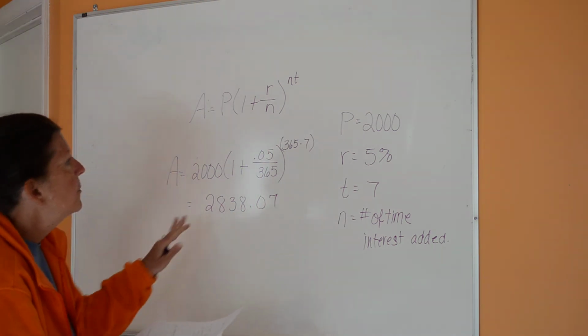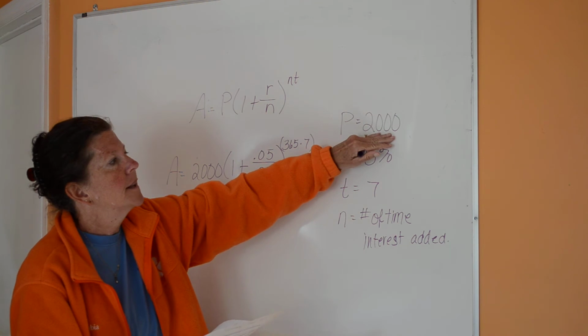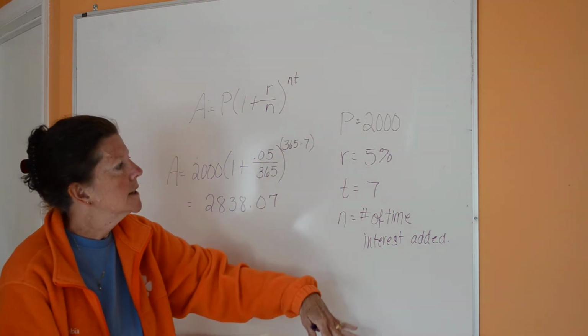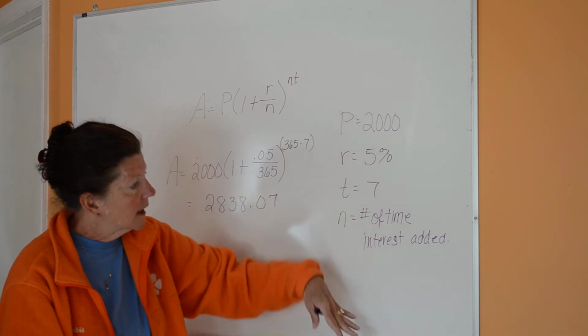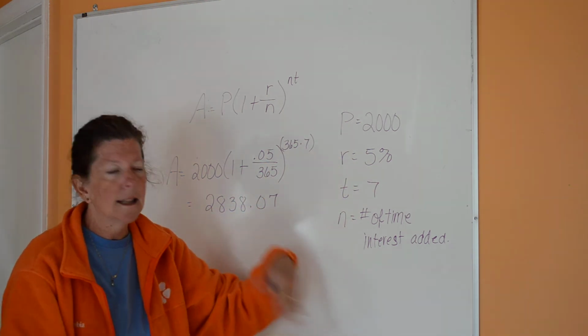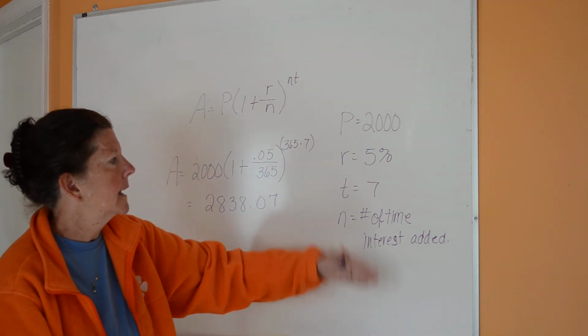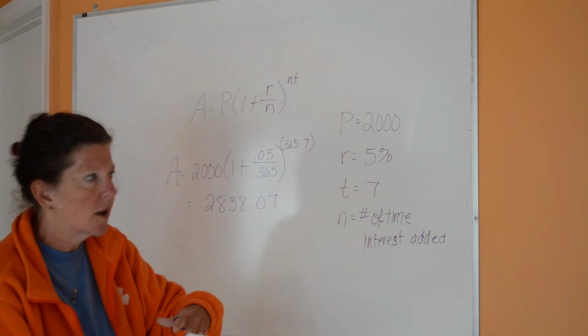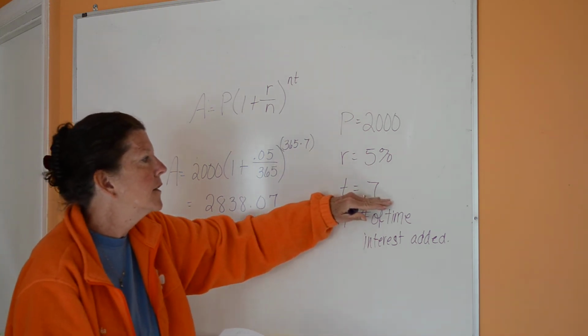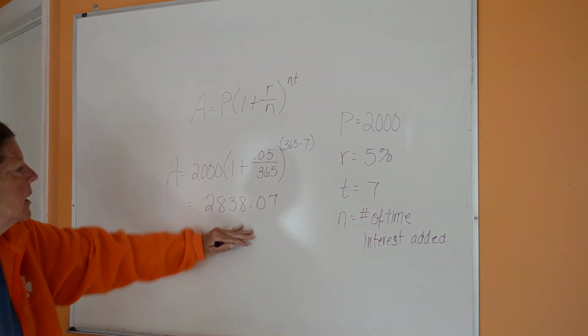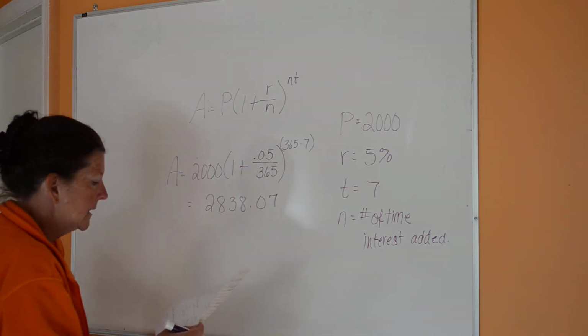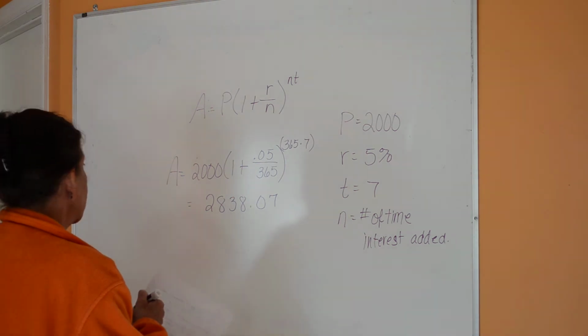So basically, if you invested $2,000 into this bank that's going to pay you 5%, and it's going to compound the interest daily, in other words, it's going to add the interest back in every day and then get interest on that interest, and you left it in there for 7 years, your $2,000 will become $2,838.07. All right, let's do another one.